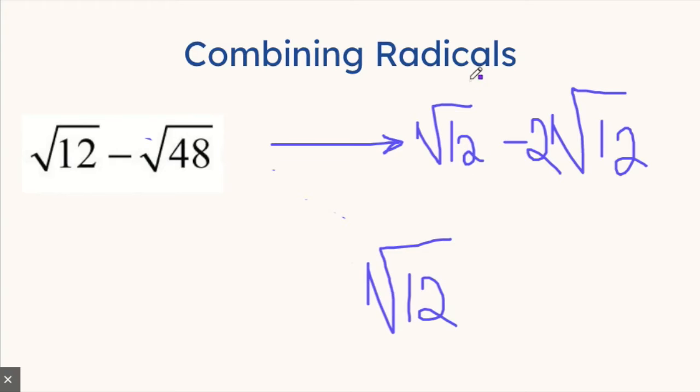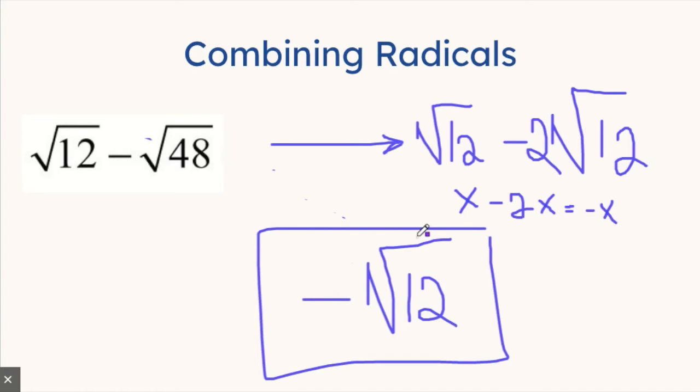Now we have 1 square root of 12, and we're subtracting 2 square root of 12 from it. This is the same thing as saying x minus 2x if we said x was square root of 12. Now the answer in this case would be negative x. So if x is square root of 12, we can just plug that in for x, and our answer would be negative square root of 12.